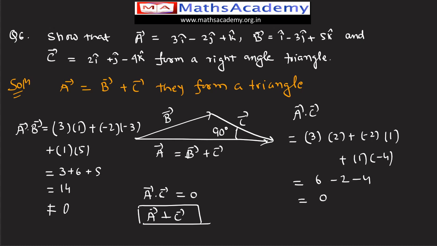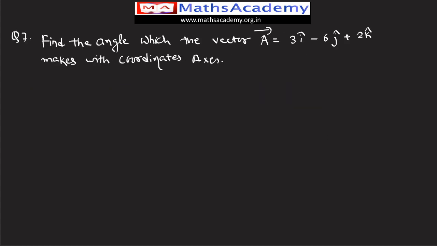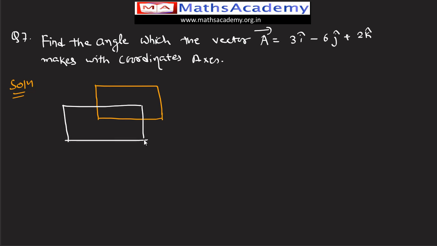Going to the next question: find the angles which the vector makes with the coordinate axes. I advise my students that for this type of question, you first draw a box, with the x-axis, y-axis and z-axis, taking the unit vectors i cap, j cap and k cap respectively. So this is our shoe box.